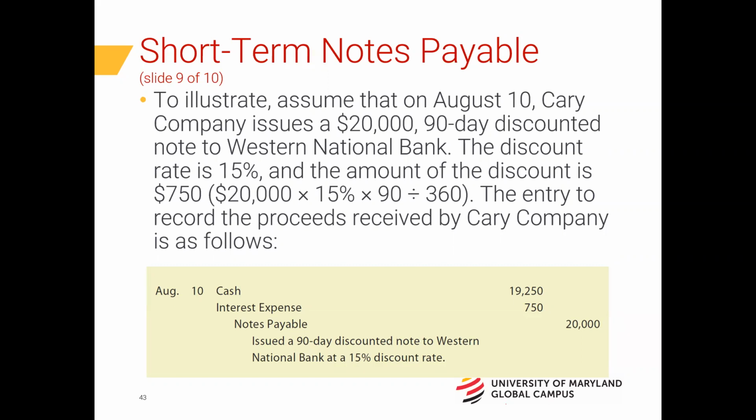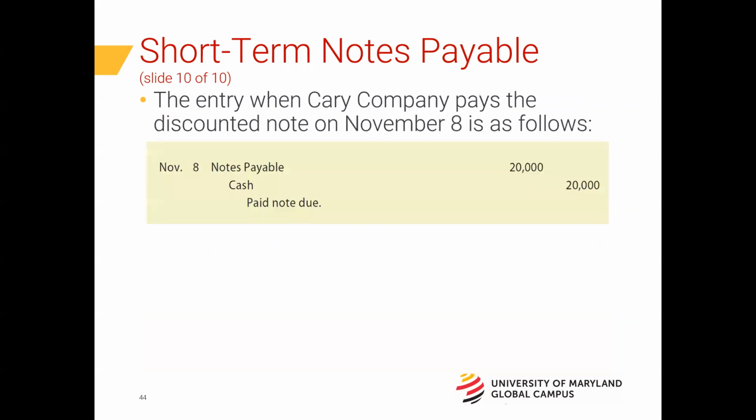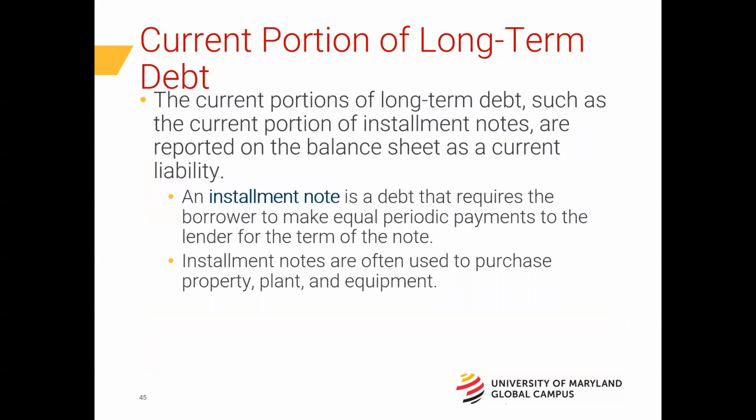Okay. So the first entry is debit cash for the cash received, not the principal amount. Debit interest expense, credit notes payable. Now I still have to pay that loan back. I owe the bank 20 grand. So when I pay the bank back, I debit notes payable 20,000, I credit cash 20,000. So that's discount note.